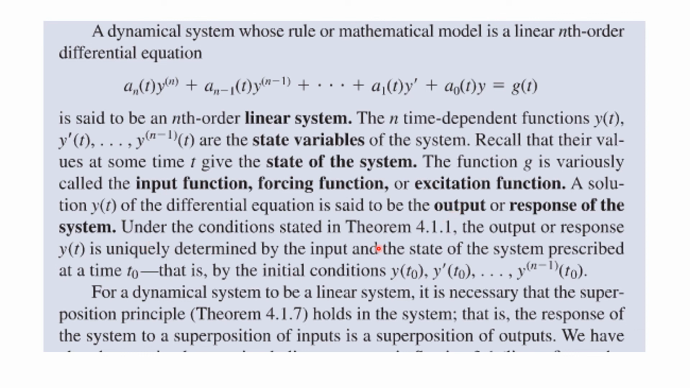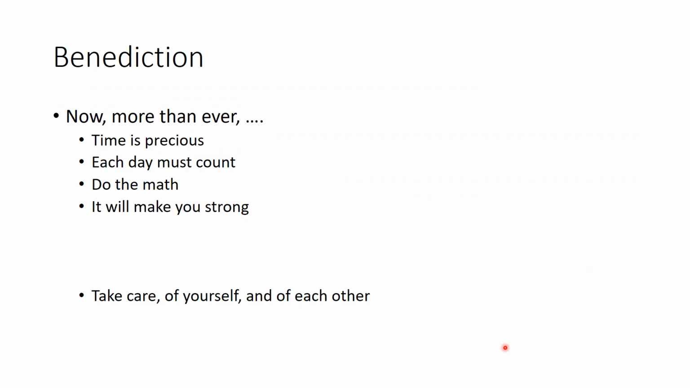Under the conditions in the theorem, the output or response is uniquely determined by the input and the state variables at a specific time t0. Those are the initial conditions. For a dynamical system to be a linear system, it is necessary that the superposition principle works. That means the response of a system to a superposition of inputs is a superposition of the outputs.